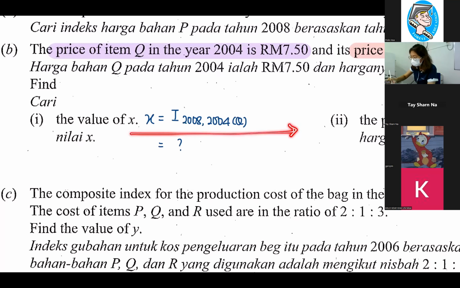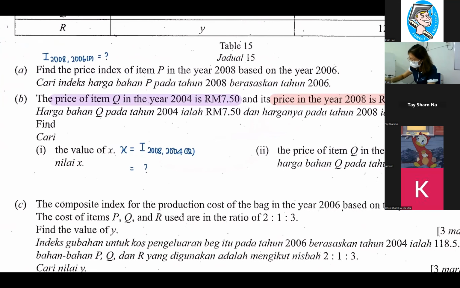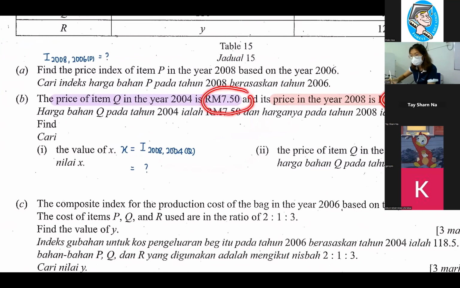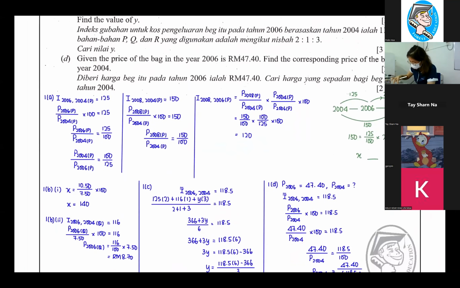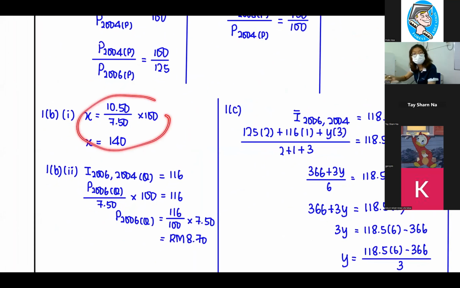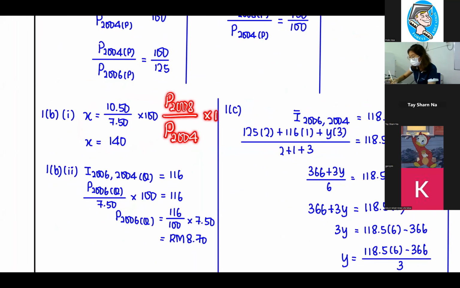In a line, it is impossible to have two equal symbols. Impossible to have two equals. Equation, one line with one equal symbol. So what they want is I 2008 based on 2004, the price in 2008 divided by the price in 2004 multiplied by 100. The final answer is 140. The price in 2008 over the price in 2004 multiplied by 100.